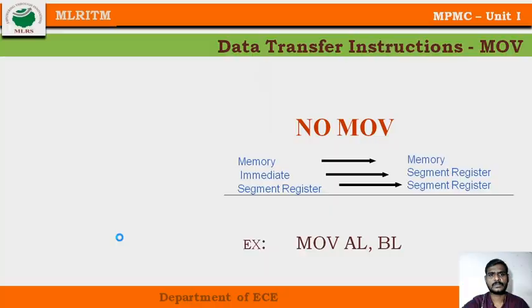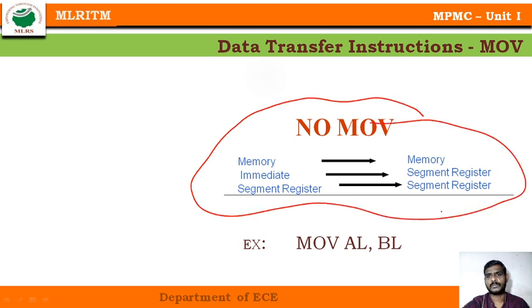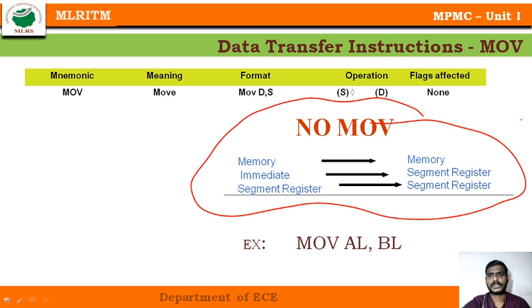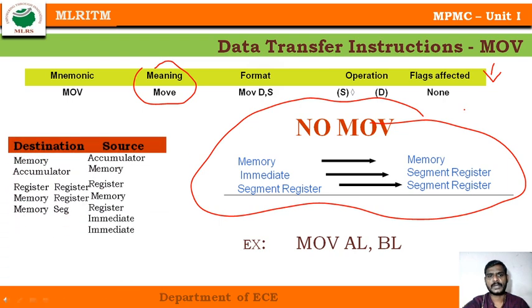If you see one more example, movement cannot happen from memory to memory, immediate to segment register, or segment register to memory. This is not possible in the case of the move instruction. MOV is nothing but a mnemonic, meaning you want to move data from source to destination. When executing this type of instruction, no flags are affected, because I'm not manipulating any data, just transferring or copying data from one place to another.